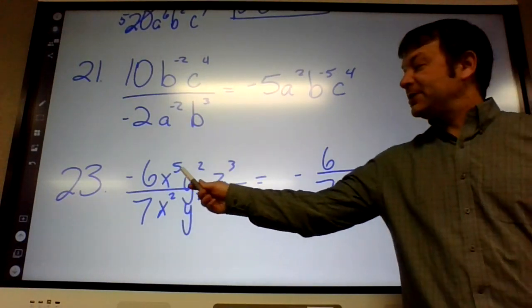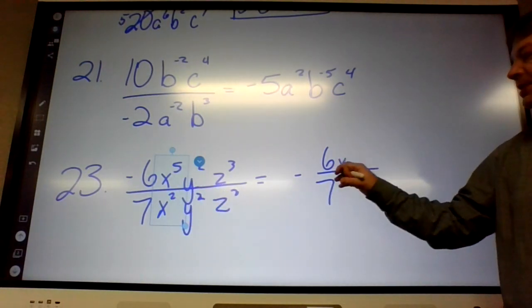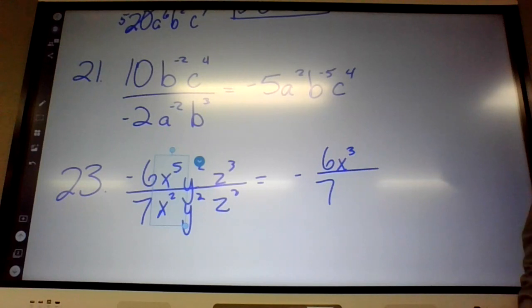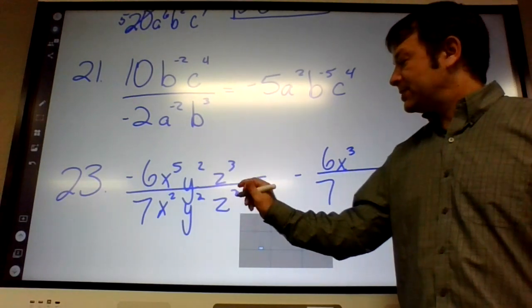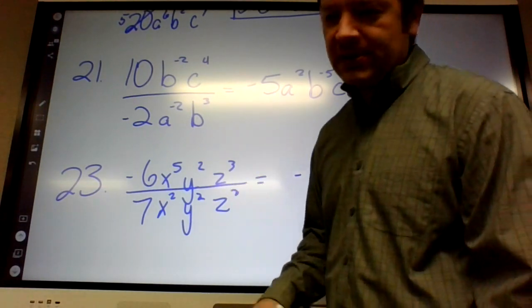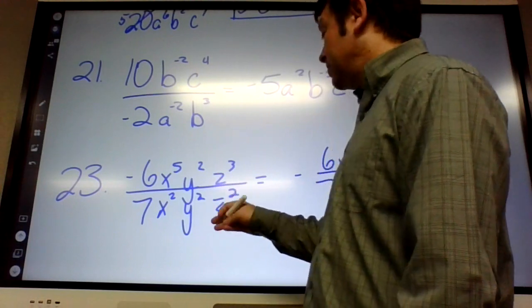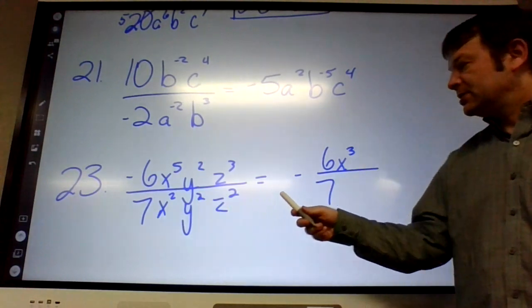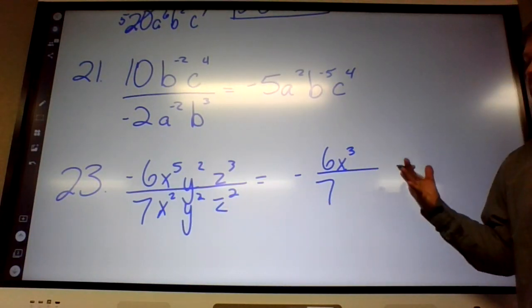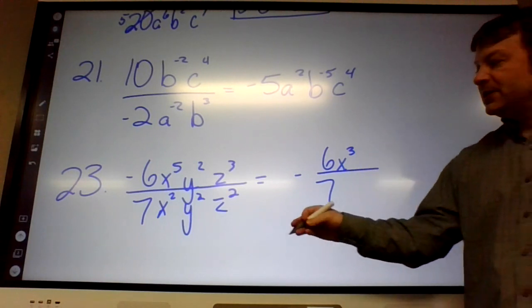Okay, for the x's, we have 5 minus 2, which is 3. The positive 3, so I'm just going to leave it on top. For the y, is that a 7? I kind of forgot what that was. That was a 2. Okay, for the y's, we have 2 minus 2. 0, well, y to the 0 is 1, and 1 times that is just that. So it just kind of disappears.